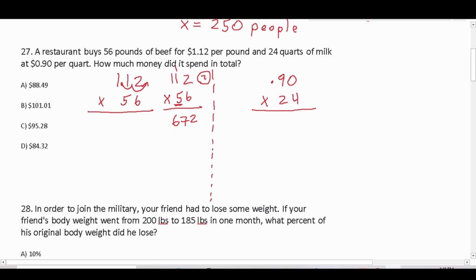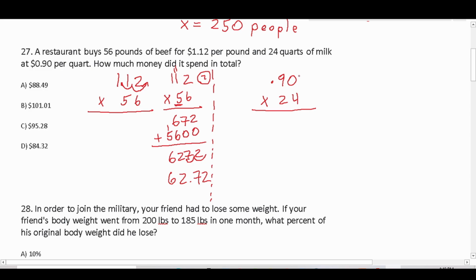Before we start multiplication with this 5, we have to bring in a 0. 5 times 2 is 10, carry a 1. 5 times 1 is 5, plus 1 is 6. And then 5 times 1 is 5. Let's add these together. 2 plus 0 is 2. 7 plus 0 is 7. 6 plus 6 is 12, carry your 1. 5 plus 1 is 6. Bring back in your 2 decimals. So we can see that 1.12 times 56 is 62.72.